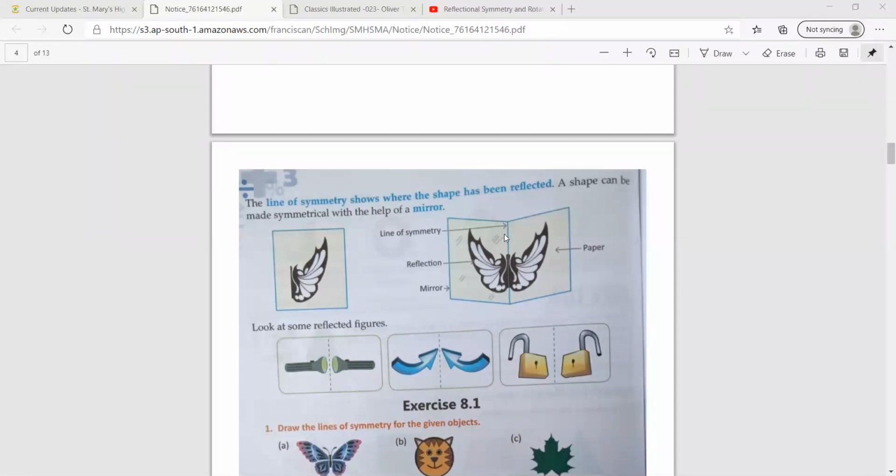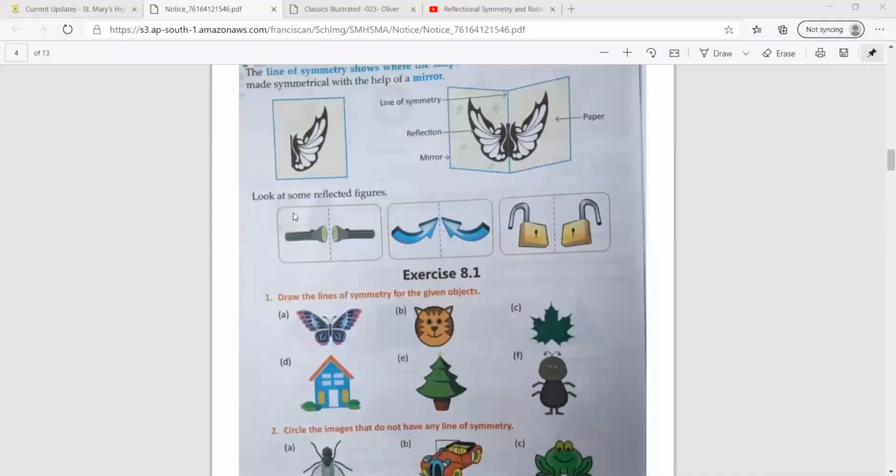So this is the place where you have put the mirror. Okay, and therefore this is the mirror which is reflecting this. This is the paper. This full thing is the mirror. Okay, so when you have placed the mirror like that, it is giving this image which is a reflectional symmetry.